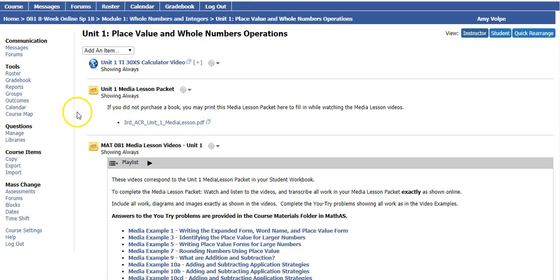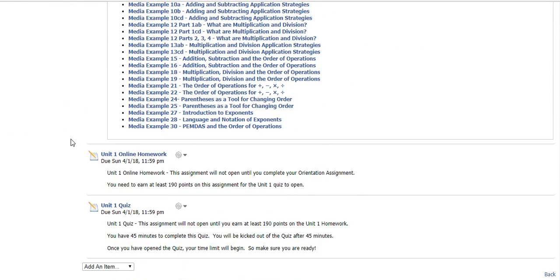So let's see what a quiz looks like. Notice here, the quiz is a little bit different from the homework. The homework isn't timed. You have as many chances as you want. Also, you are free to use a calculator on any of these. But the quiz is timed. You have 45 minutes to complete it.